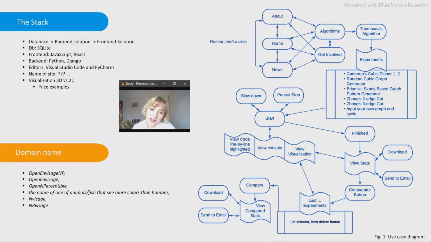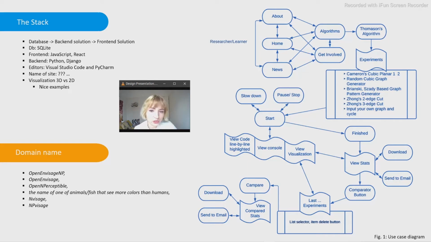I've also thought about the visualization being in 3D, but decided that it would be simpler to do it in 2D, especially as most, if not all, of my examples will be looking into planar graphs. I've also thought about some domain names. Here you can see a graph.